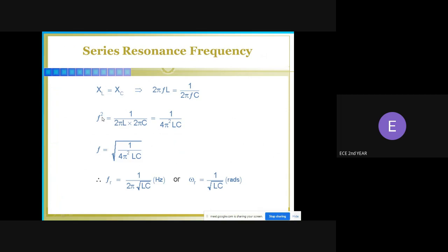So f squared is equal to 1 by 2 pi root L into 2 pi root C, that is equal to 1 by 4 pi squared into LC. So f equals root of 1 divided by 4 pi squared LC. So f, that is equal to 1 by 2 pi root of LC, or otherwise omega r, that is equal to 1 divided by root of LC. So this is the way we can find out the value of the resonance frequency in a circuit.